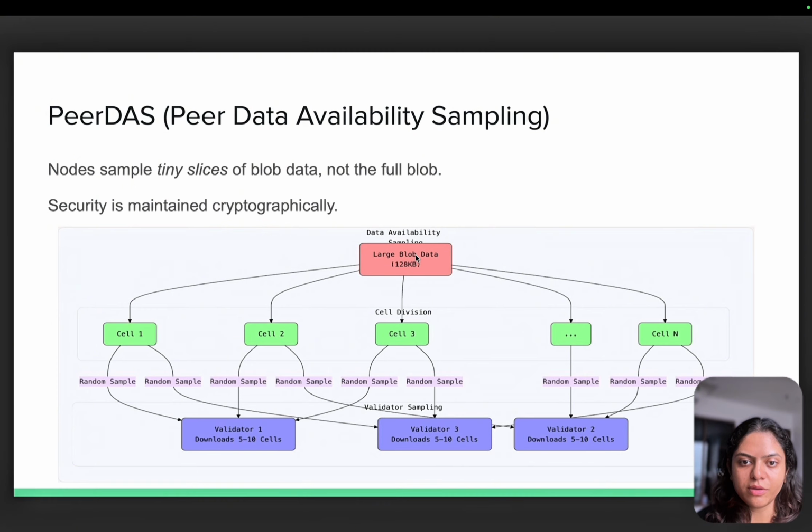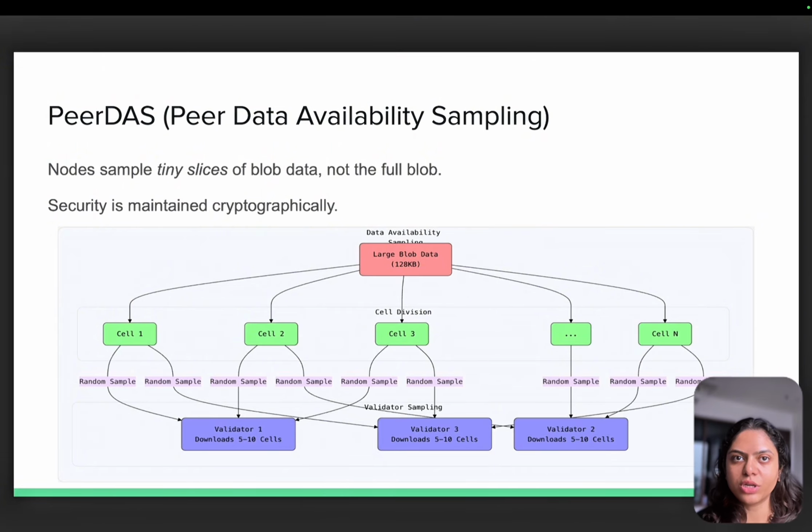Let's first look at the data availability sampling diagram and understand it. Here's the large 128 KB blob data. The cells are random samples sent out. Validator 1 downloads 5 to 10 cells, validator 2 and 3 also download 5 to 10 cells, and cell division is applied here. They send these random samples to validators for data availability sampling. So validators do not have to download the whole data, the large blob. They know the sample, they validate it and they confirm it.